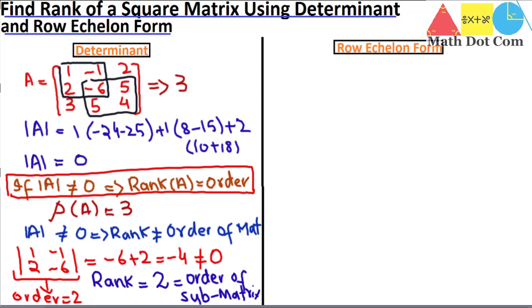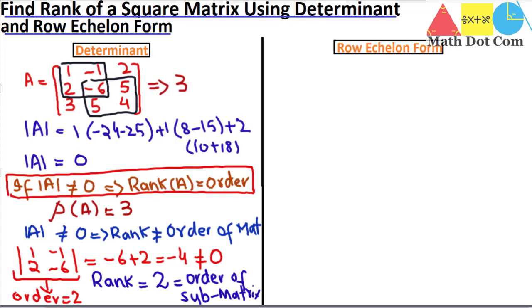So in case the determinant equals 0, then we can straightaway say that the rank of this matrix equals 1. The rank of this matrix cannot be less than 1, since the rank of a zero matrix will be 0. So here the rank is equal to 2. This is how you can use the determinant method to find the rank of a matrix.